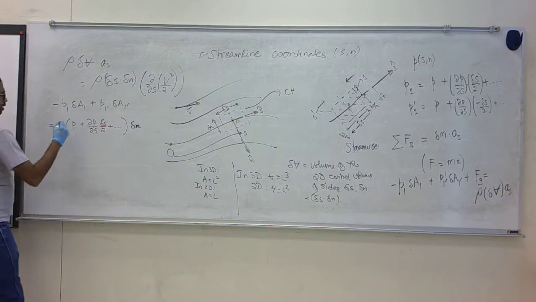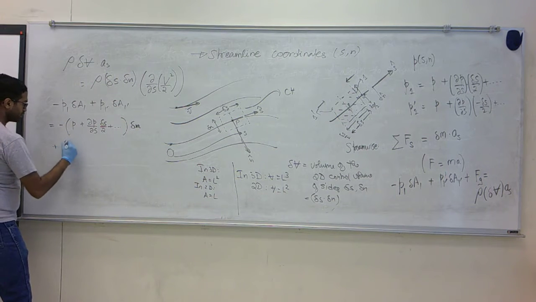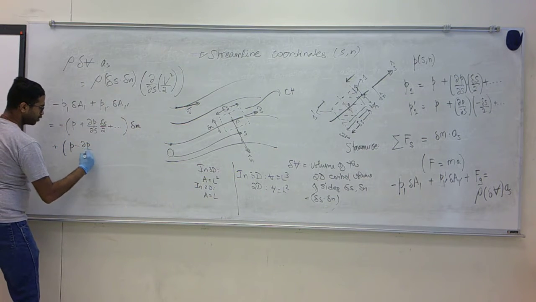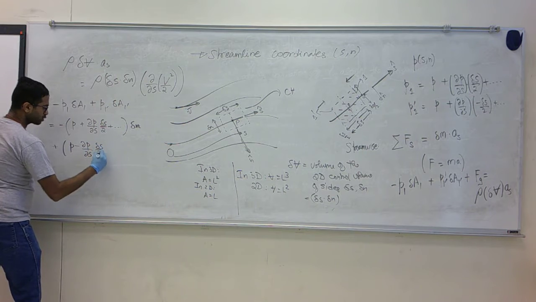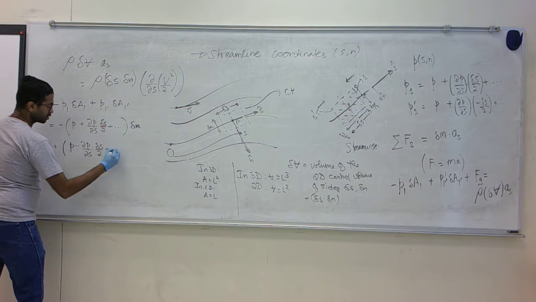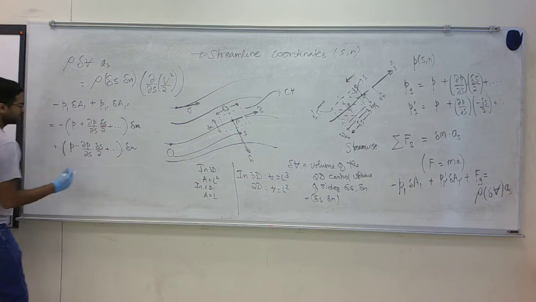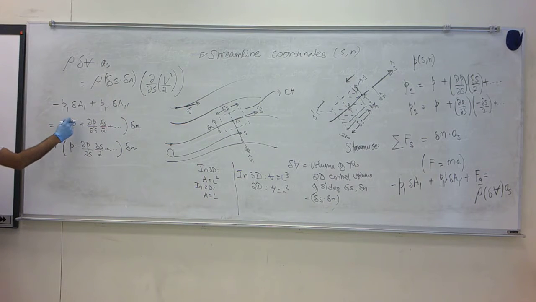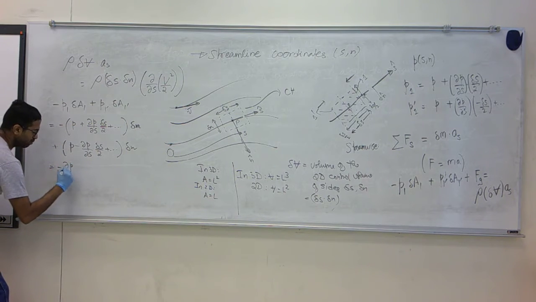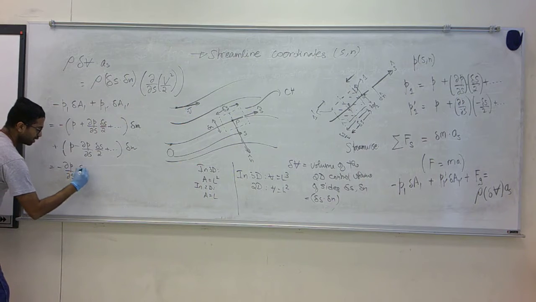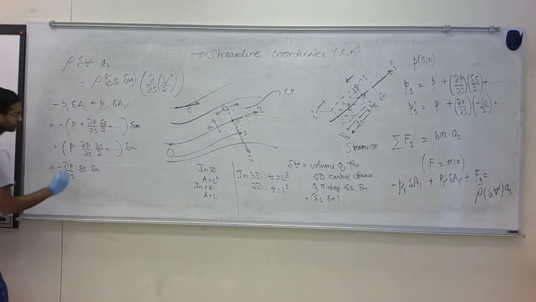Okay, and then I have the second term P minus dP over ds delta S over 2 plus and so on, times delta N. So if I simplify, the pressure is going to go away. The second term is going to add up. This is minus dP over ds times delta S times delta N. Okay.